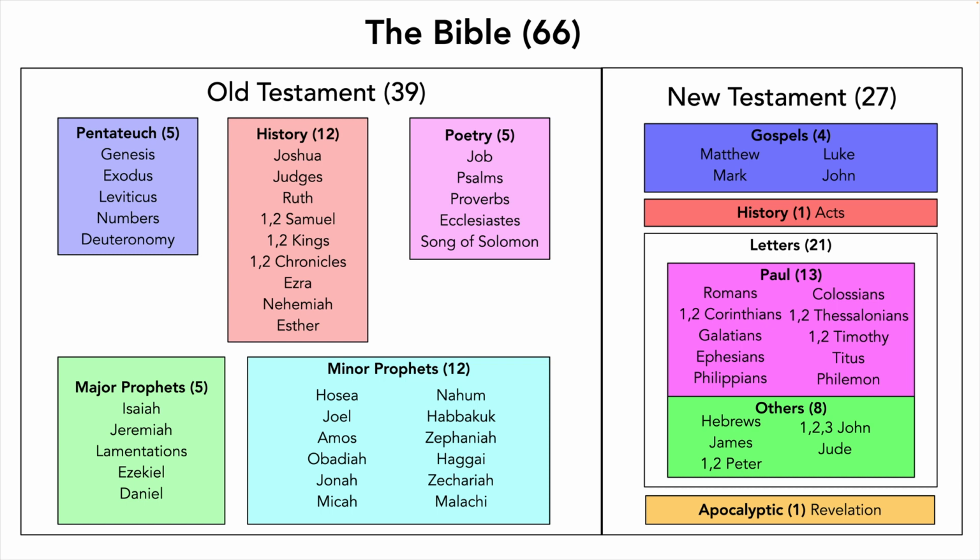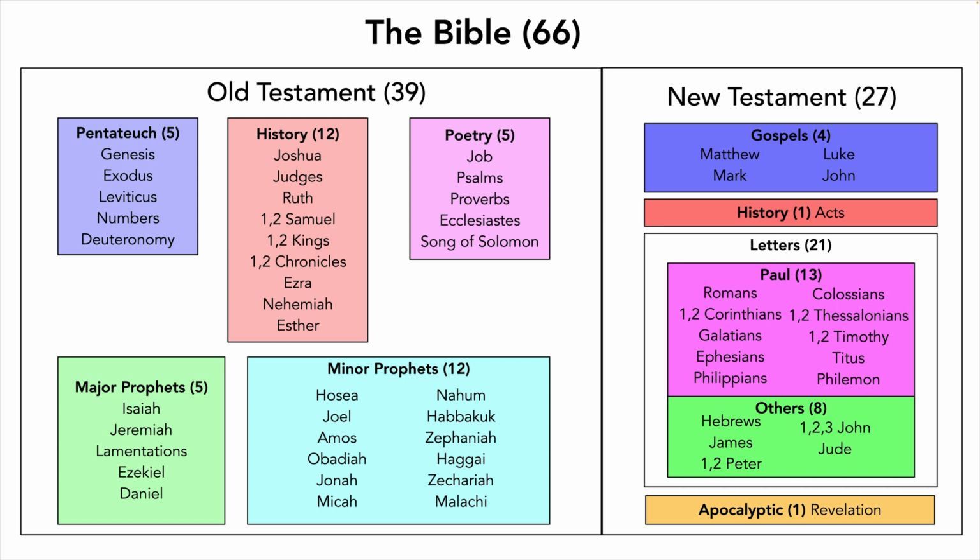Now you'll notice that the Bible contains 66 books total, 39 from the Old Testament and 27 from the New. Within the Old Testament, there are 5 major groupings that the books fall into. I have grouped them together as the Pentateuch, history, poetry, the major prophets, and then the minor prophets.